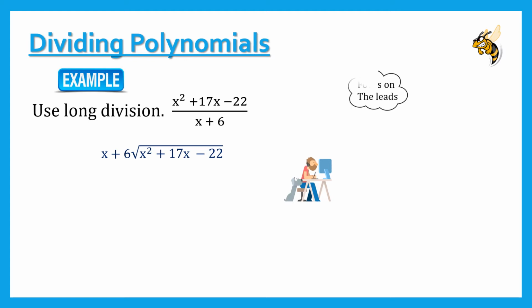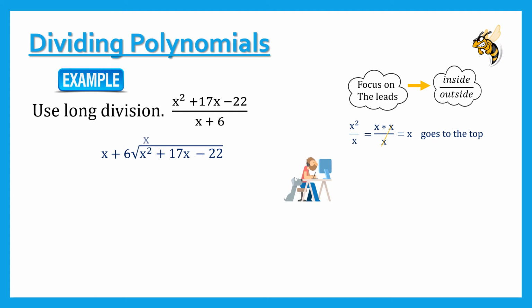Now we are going to focus on the leads. Remember, it's going to be the inside divided by the outside. The lead on the inside is x squared and the lead on the outside is x. So it's going to be x squared divided by x. We're going to factor the top. So it's going to be x times x divided by x. There's an x in the top and an x in the bottom, so they cancel out. We'll leave you with x, and that x goes on the top.